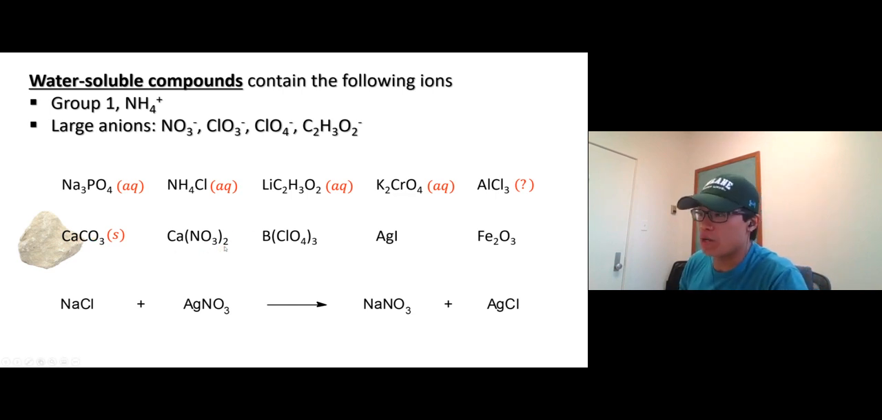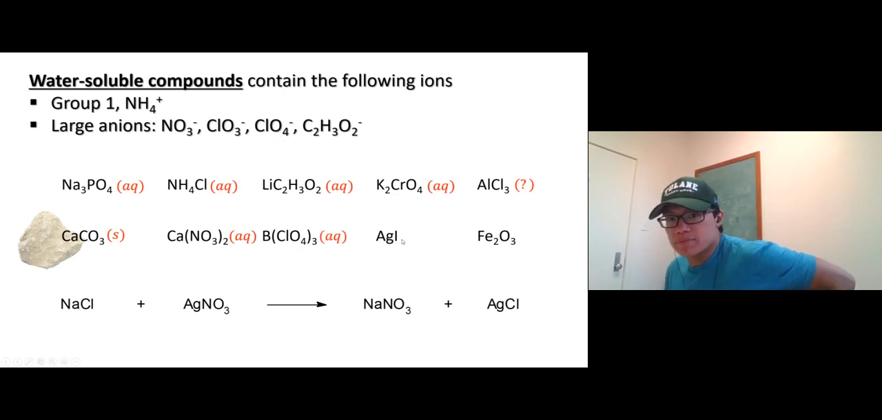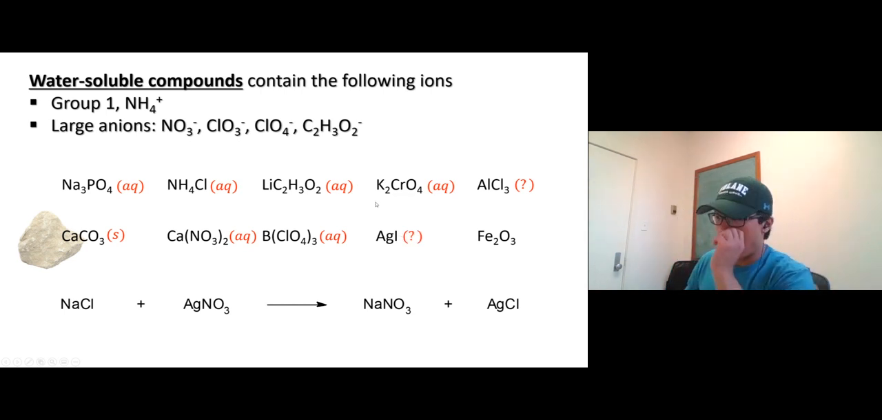Calcium nitrate, totally soluble. Nitrate, chlorate, perchlorate, acetate. Barium perchlorate, soluble, perchlorate right there. Silver iodide. We don't know yet, but it's not soluble in water. I showed you a few slides earlier: group 7 with silver, they stick together really well, so not soluble in water. We will talk about it in a little bit. Iron 3 oxide, soluble or insoluble? Oh, come on, we have seen this many times. This is rust, iron 3 oxide, so insoluble.